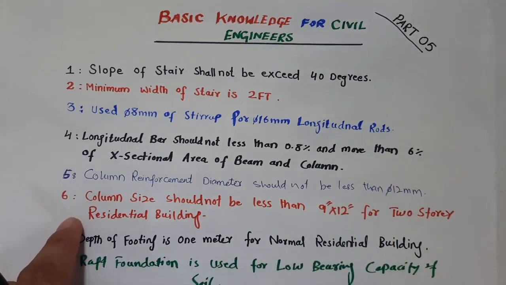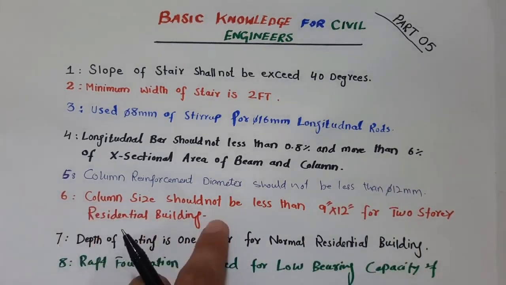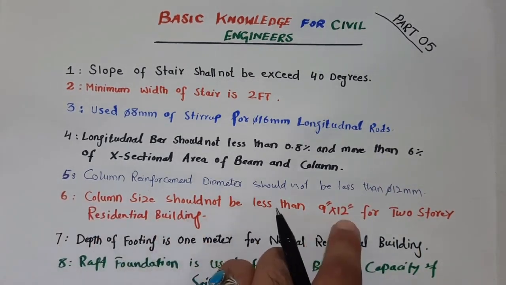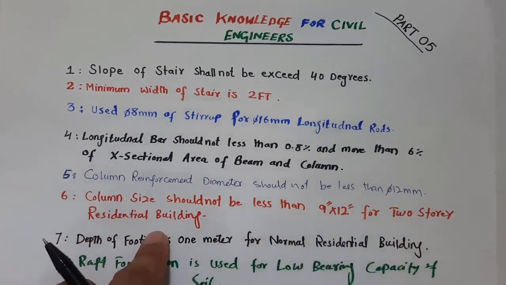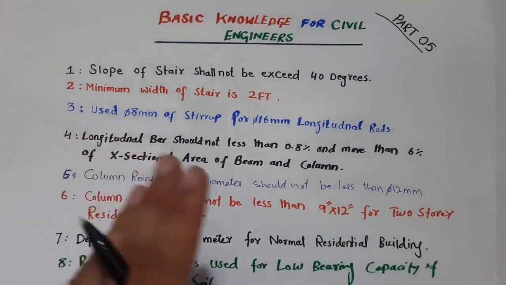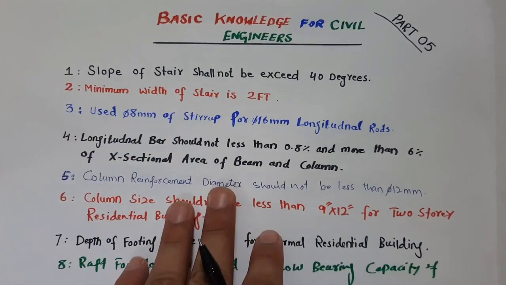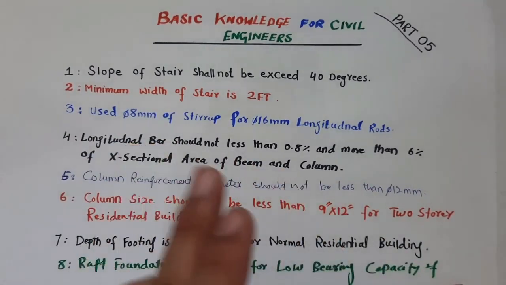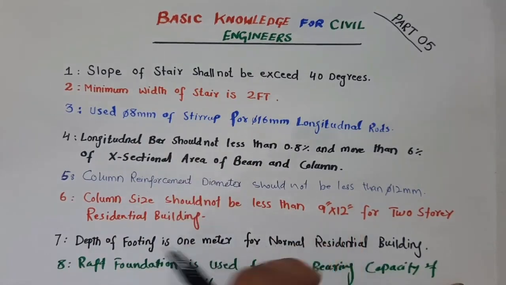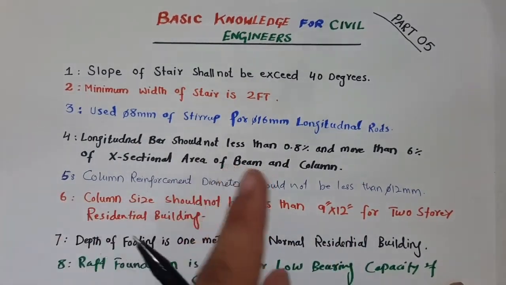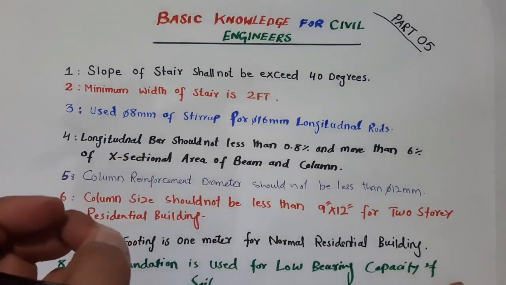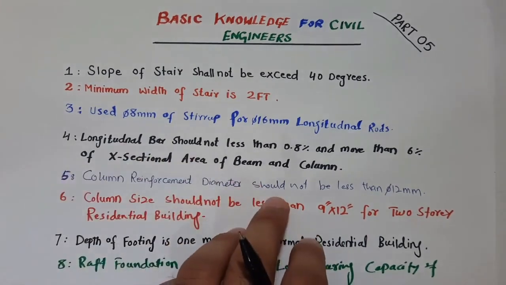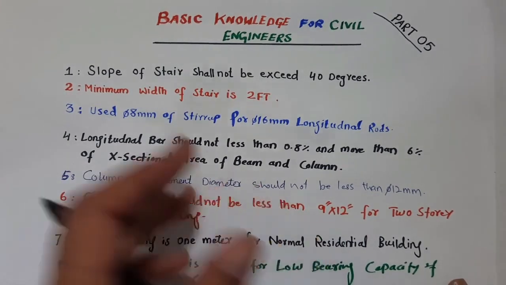The sixth one is guys, you can see clearly here, the column size should not be less than 9 by 12 inches for 2-story residential building. Okay, normally people are using 9 by 9 inches, but if you want to be safe and you put the factor of safety, in that case you can use 9 by 12 inches size of column. Okay, or you can say that 22 by 30 centimeter the column size.